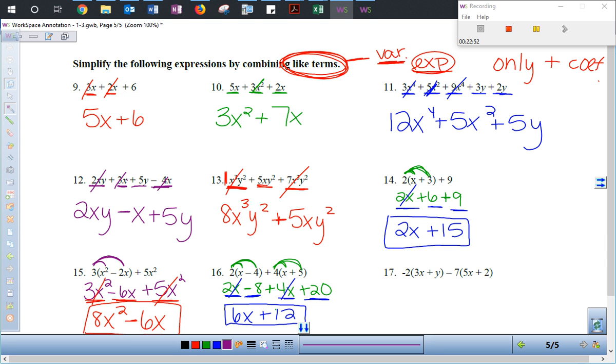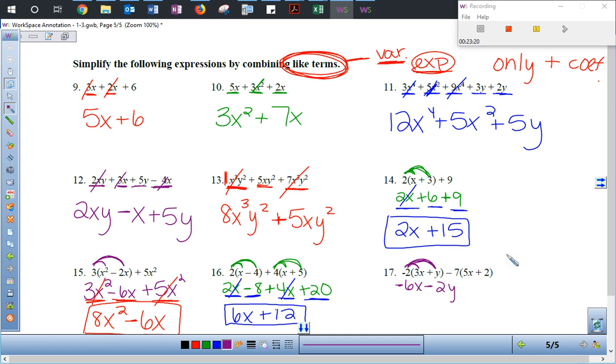On number 17, again we have this double distribution. So let's see what happens when we distribute. First I want to take my negative 2 and distribute it through 3x plus y. So negative 2 times 3x is negative 6x. And negative 2 times a positive y is a negative 2y. Ooh, goodness.